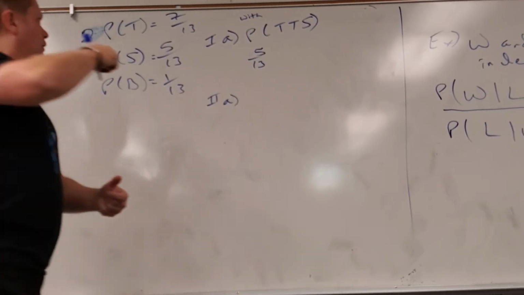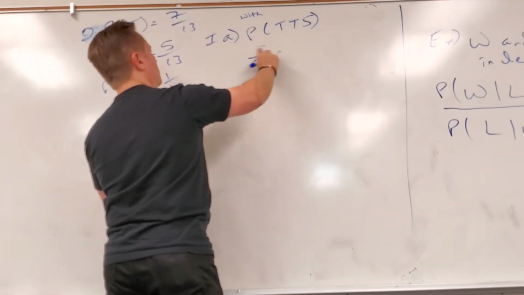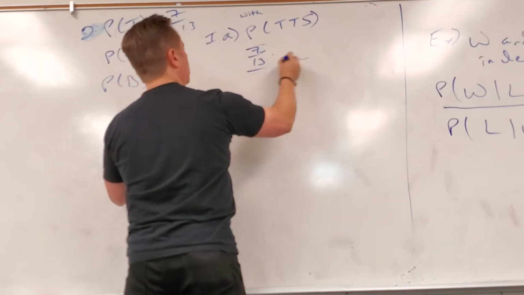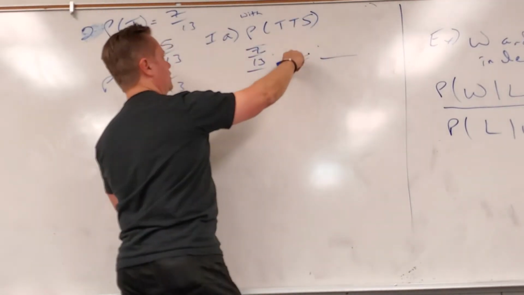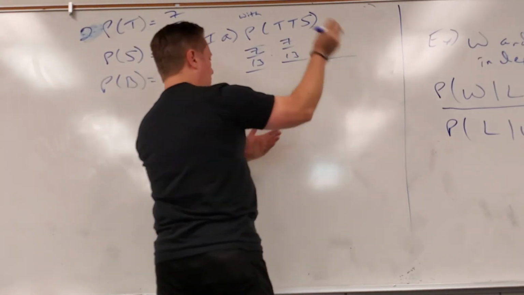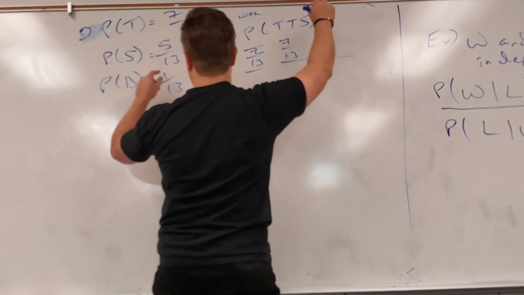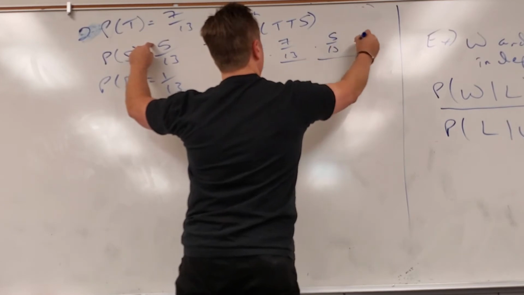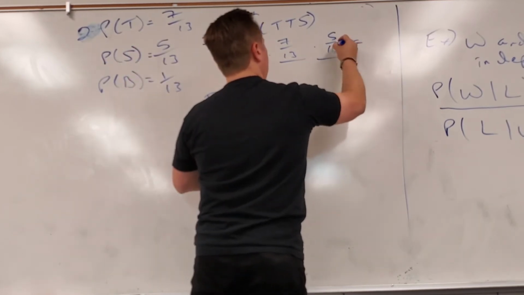Sorry, it's 7. And then another Twix and then a Snickers. So what's probably then another Twix? 7 out of 13. And now I put that back in. Now this is going to be 5 out of 13.